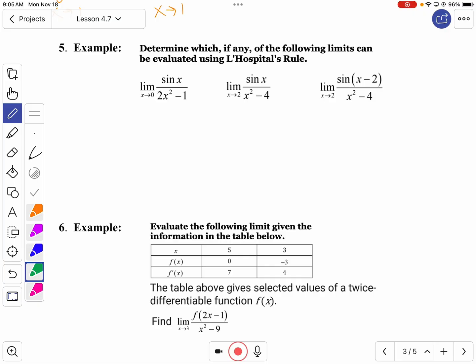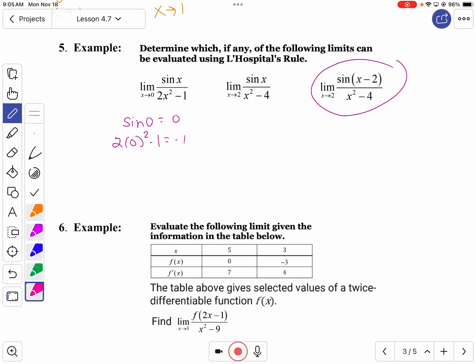All right, what do you think? Which, if any, can we use L'Hopital on? The last one. We can use L'Hopital on the last one. On all the others, if we plug in a value, there's an issue. Sin at 0 is 0, but 2 times 0 squared minus 1 is minus 1. So that's what kicks that one out.